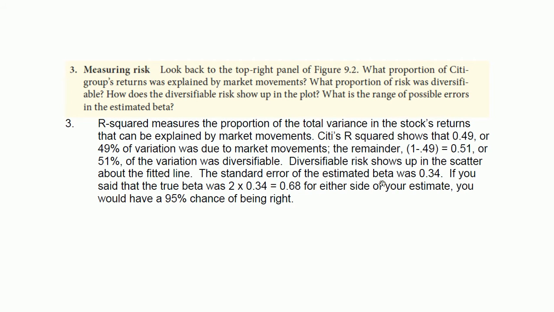The standard error of the estimated beta was 0.34. If you said that the true beta was within 2 multiplied by 0.34 equals 0.68 on either side of your estimate, you would have a 95% chance of being right. This is the confidence interval, and the probability of a 2 sigma, 2 standard error, is 95%. So we have this 95% confidence interval.